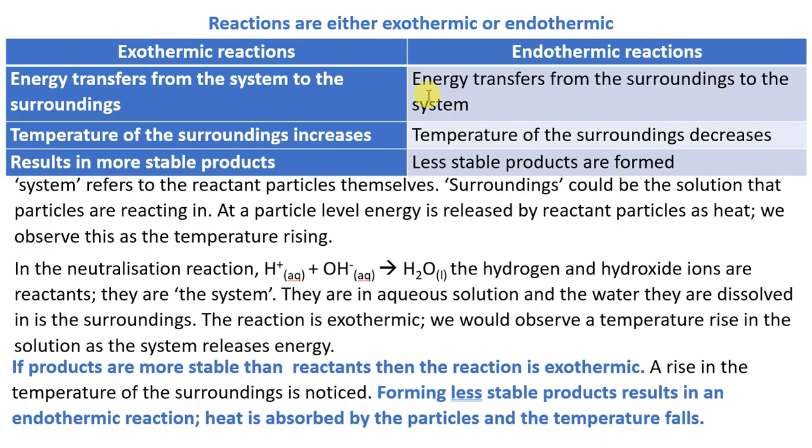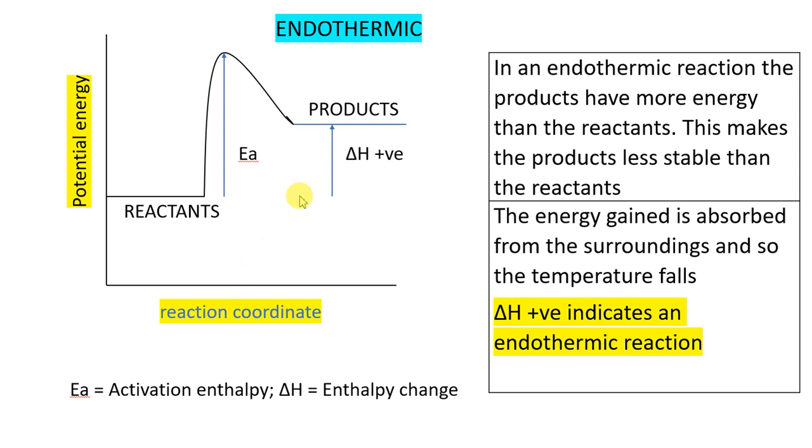Endothermic reactions, energy transfers from the surroundings to the system. The temperature of the surroundings decreases. Less stable products are formed, as we have here. This is for an endothermic reaction. Again, my reactants have stored potential energy. That's in the form of bonds between particles in reactant molecules, and products also have some. Products here have more than reactants.